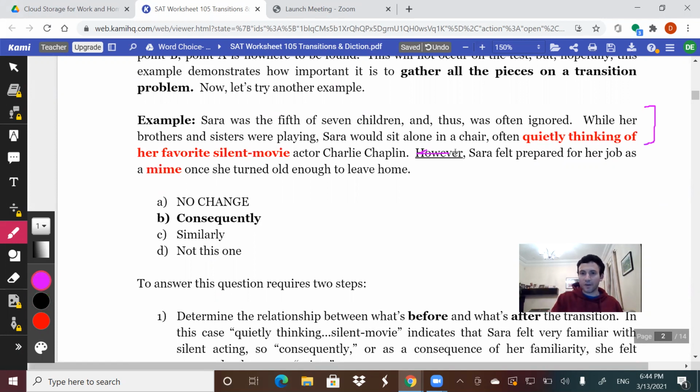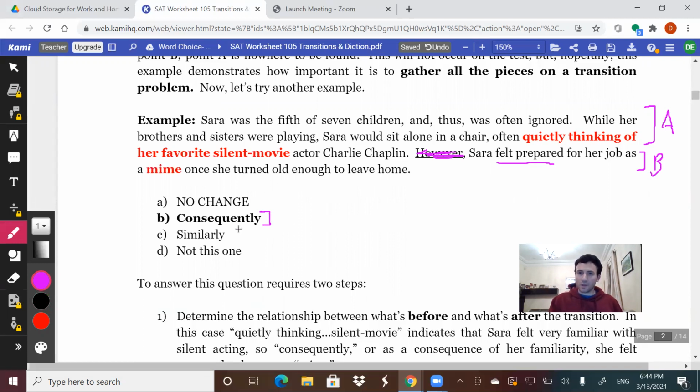I actually wouldn't even read it with the however. I pretend like that's not there. So think about A, think about B, and determine in your mind how they're connected. Now let's look at the transitions. So it's not a however, because she has experience with silent movies. So feeling prepared would come from the experience. So there's no contrast. Consequently, that is the correct answer.